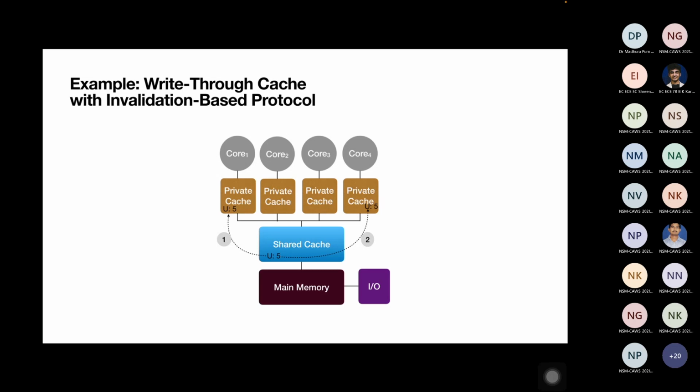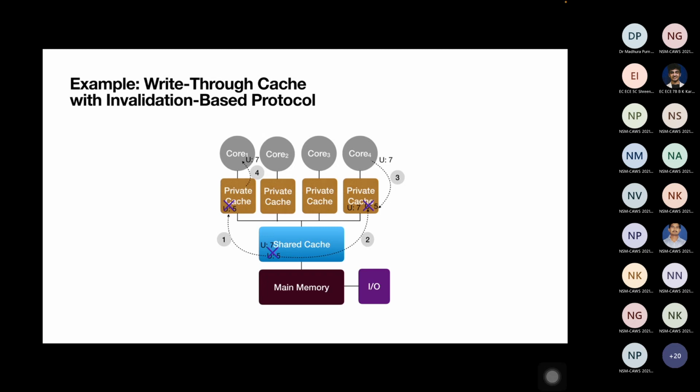Now if you see event 4, when core 1 wants to read it, it finds a miss in the private cache, then it is going to read the data from the shared cache. So it is going to get the correct copy. Similarly, if core 2 sends a request, it anyway finds a miss in the private cache. It's not there earlier. So it is going to read the data from the shared cache, and it is also going to get the value 7.